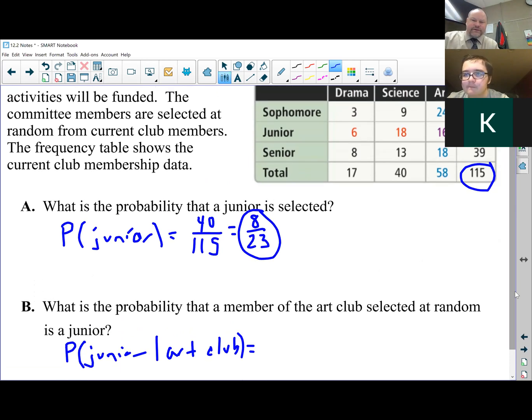So with that formula, we want to find the total number of people in the art club. So we take the total of this column as our denominator, and then the number of juniors would be our numerator.